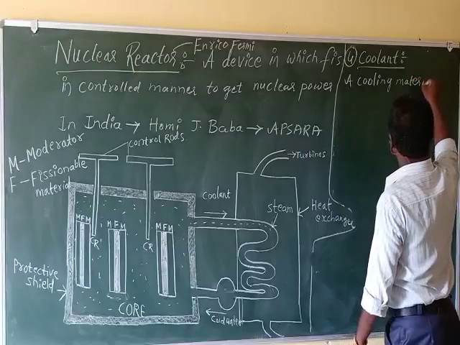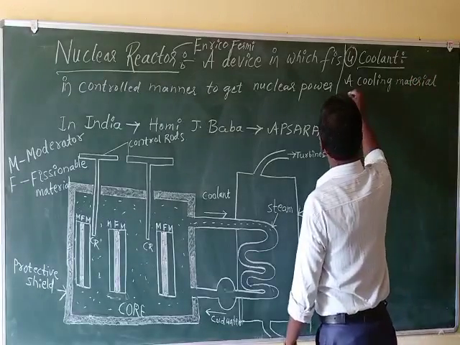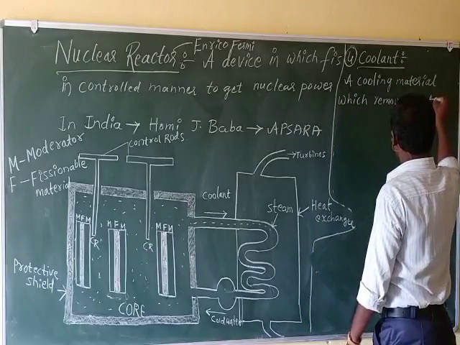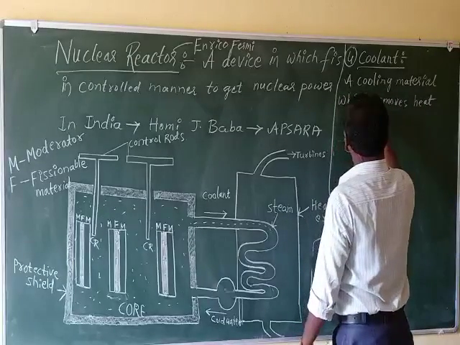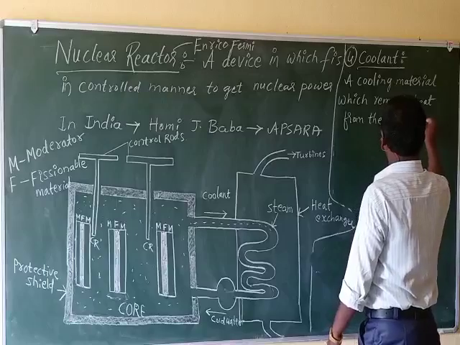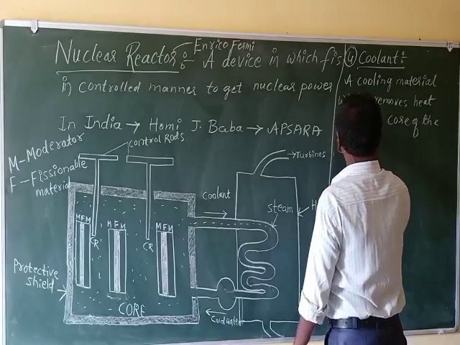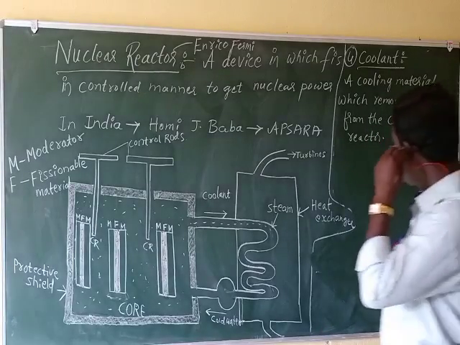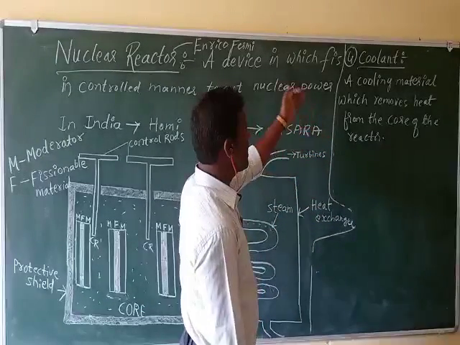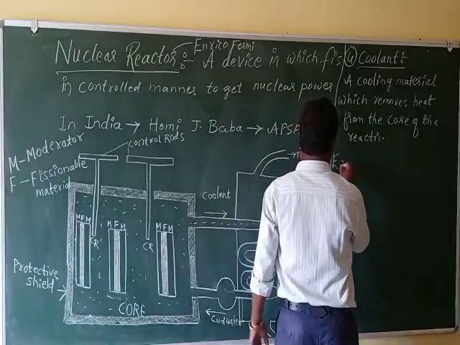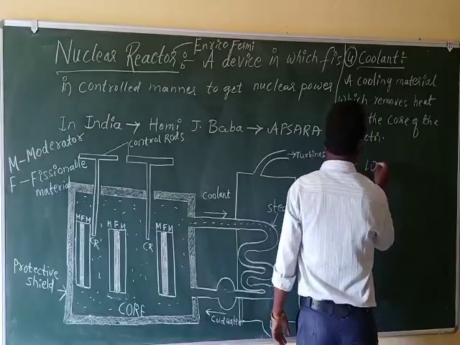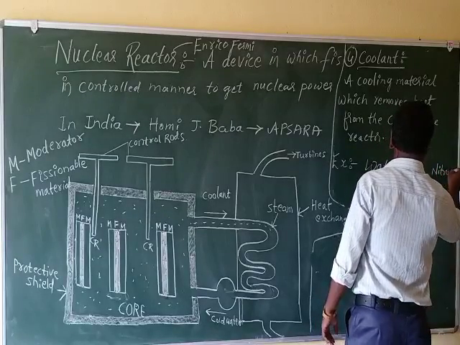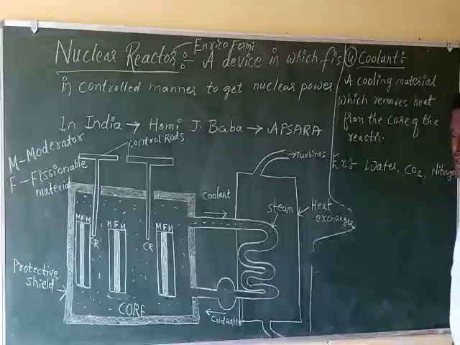A cooling material which removes heat from the core of the reactor. That is called coolant. So example of coolant. See here water. It may be water, CO2 or nitrogen. These are used as coolant in a nuclear reactor.